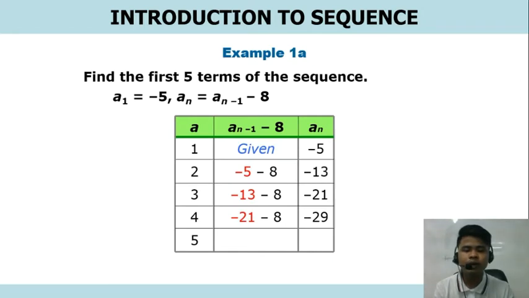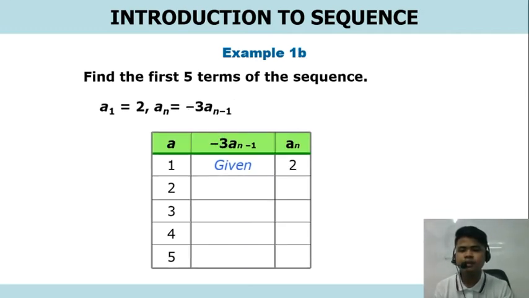Then what we will do here is substitute negative 29 to a sub n minus 1. It will become negative 29 minus 8. Then negative 29 minus 8 will be negative 37. Therefore, the first 5 terms of the sequence are negative 5, negative 13, negative 21, negative 29, and negative 37.